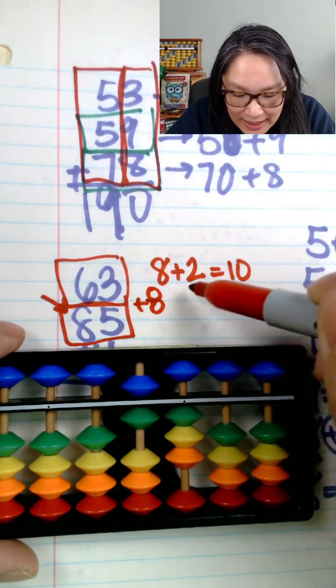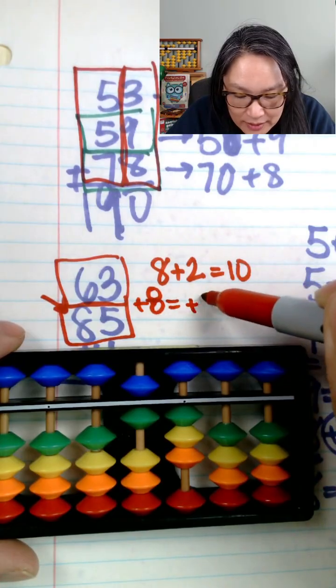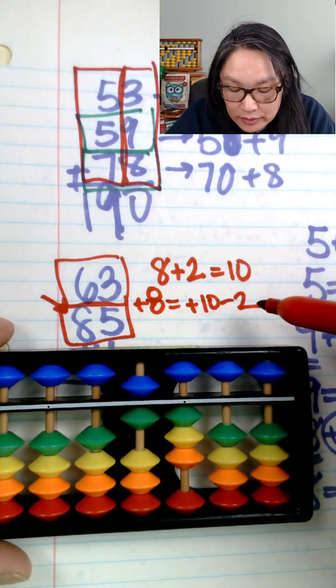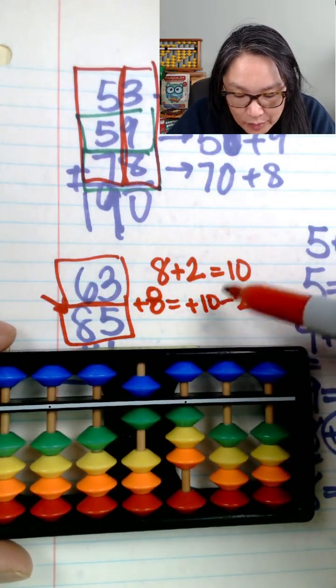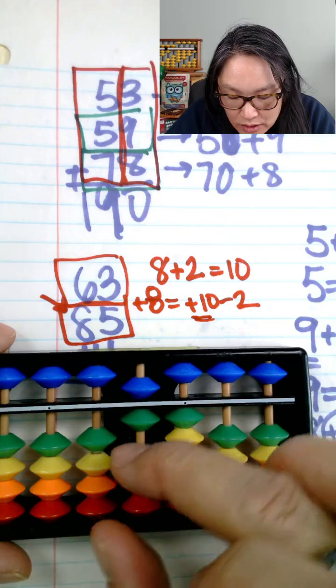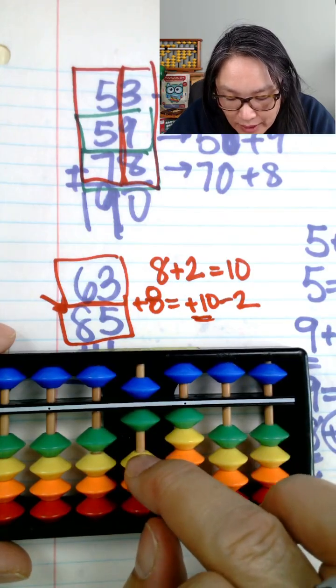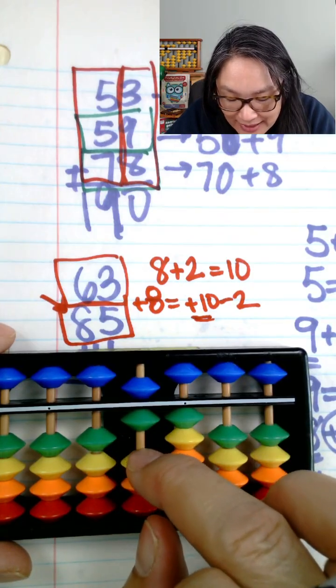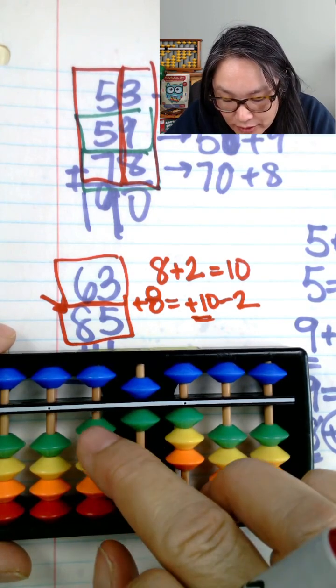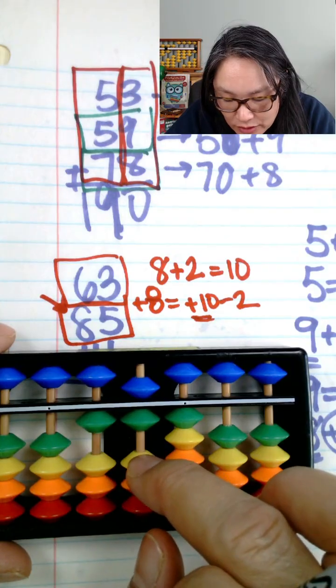If I want to add the 8, I'm going to plus the 10 minus the 2. This is something that the kids will have to remember. This is something that they have to memorize. So what does this mean? I want to add the 10. So I add the 10 means I want to add the 8 here. If I add the 8 here, I have to go to the 10 first. So I go to the 10 and then I take away the 2.